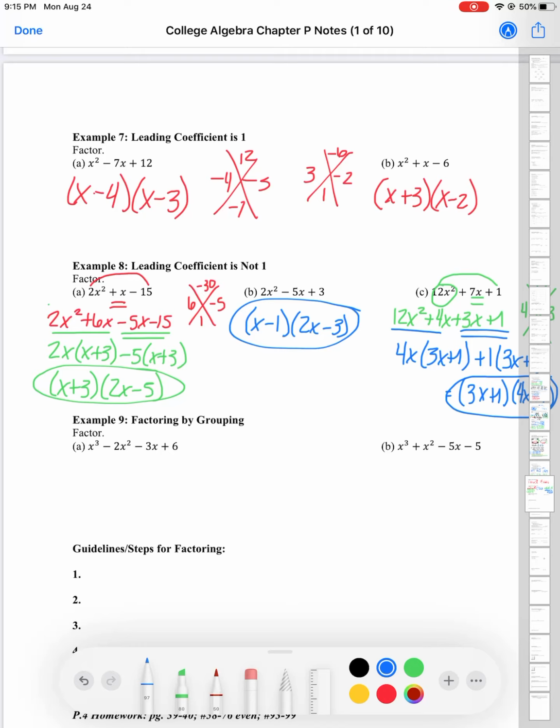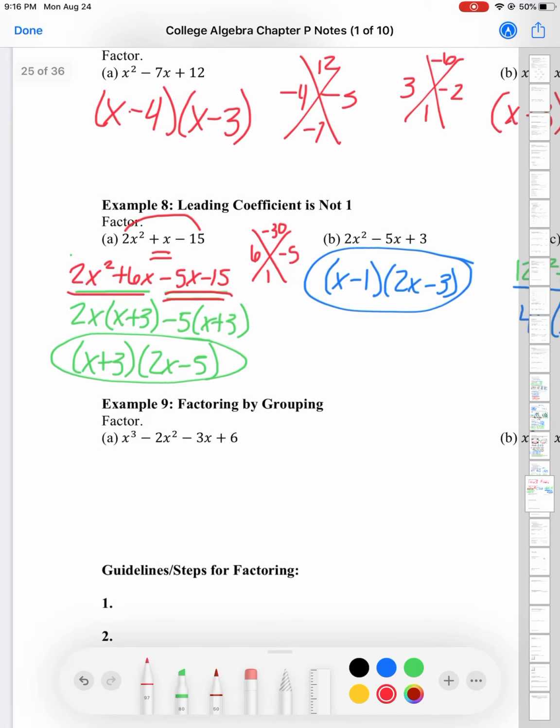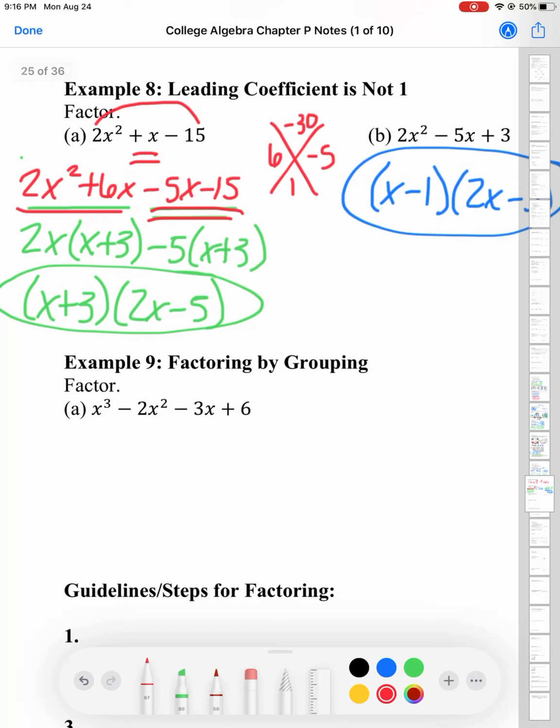Finally, our last type of factoring is factor by grouping. And this should be pretty easy because we were just doing it up here when we grouped. Like in part A, 2x plus 6, 2x squared plus 6x, and negative 5x minus 15. In these, they have it grouped for you. You're going to do the first and second and the third and fourth. Sometimes that might not be the case, so just be careful.